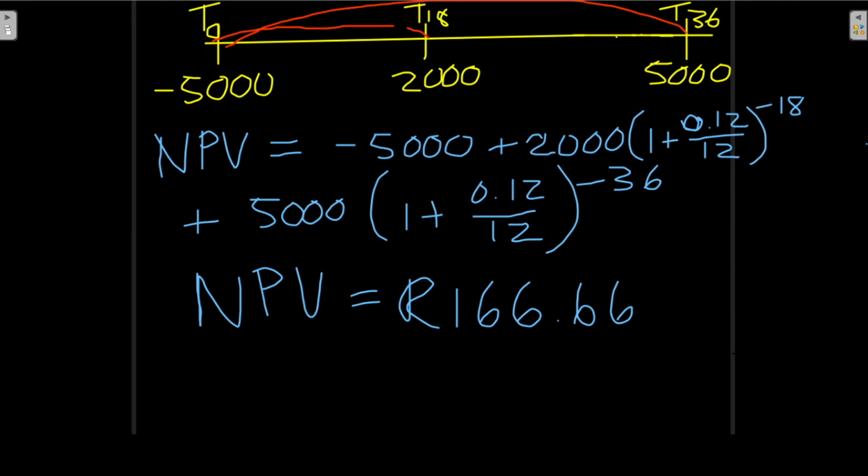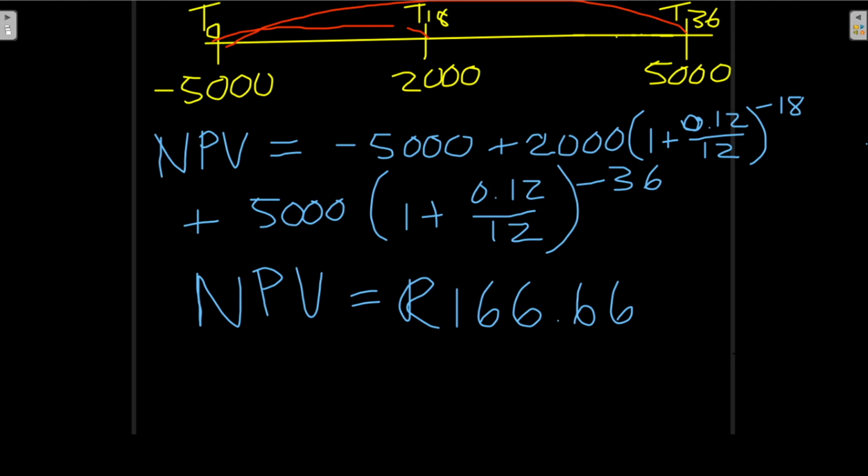Okay, in this lecture we're going to continue with the net present value. The previous example that we did was a very simple illustration, but often there's a number of regular inflows and outflows in a business scenario.